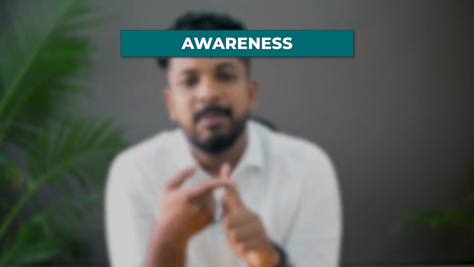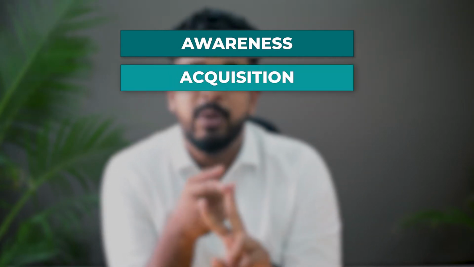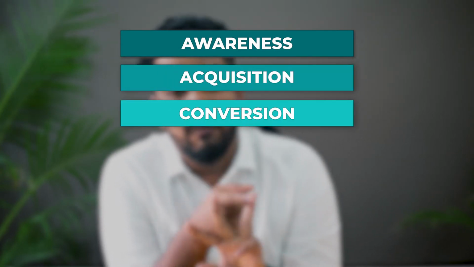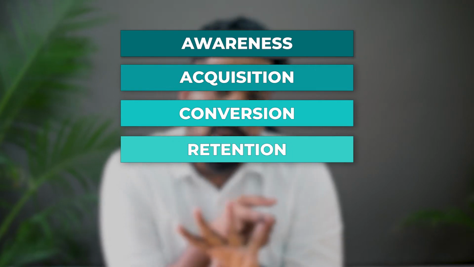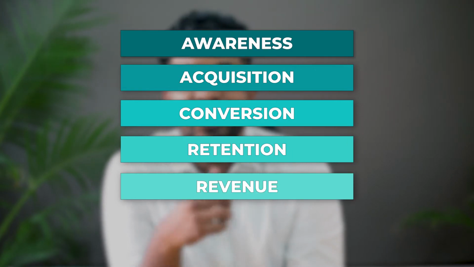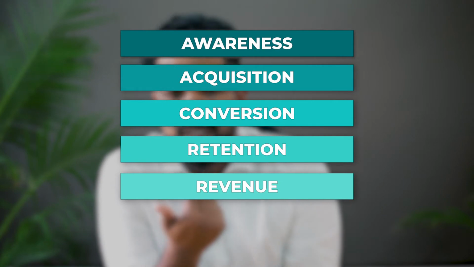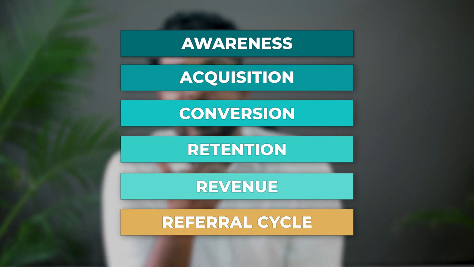Healthcare business anatomy comprises 5 phases. Phase number 1, awareness. Phase number 2, acquisition. Phase number 3, conversion. Phase number 4, retention. And phase number 5 is revenue. And the 6th phase, which is not actually in our control but it exists, is the referral cycle. Now let's understand all these phases step by step.